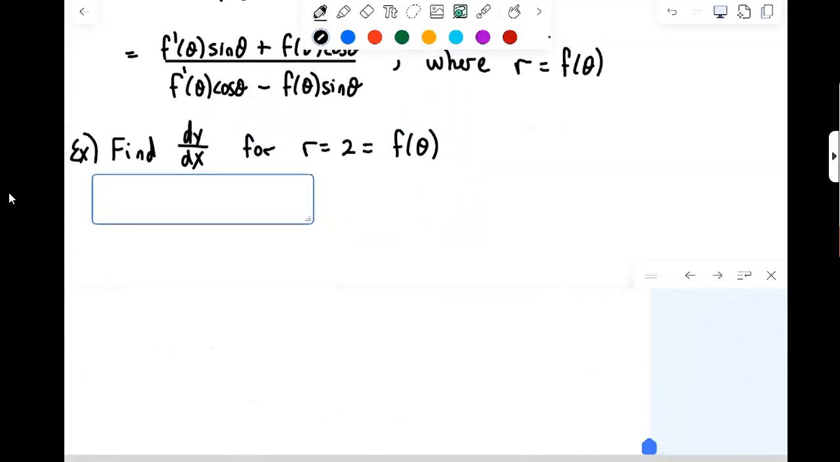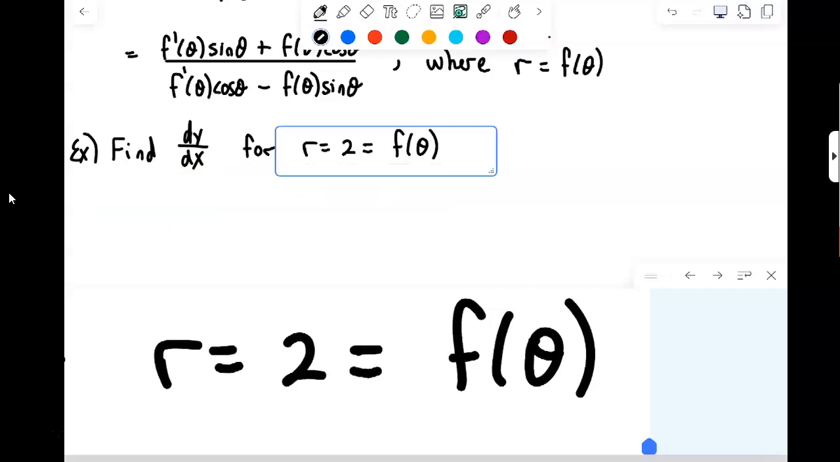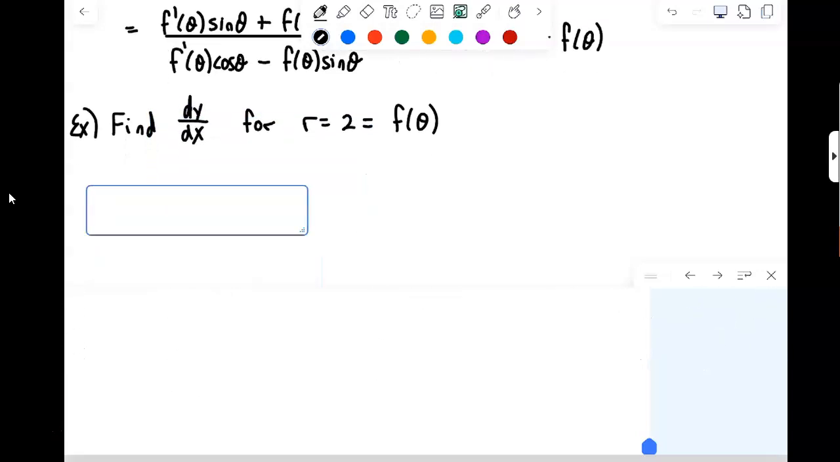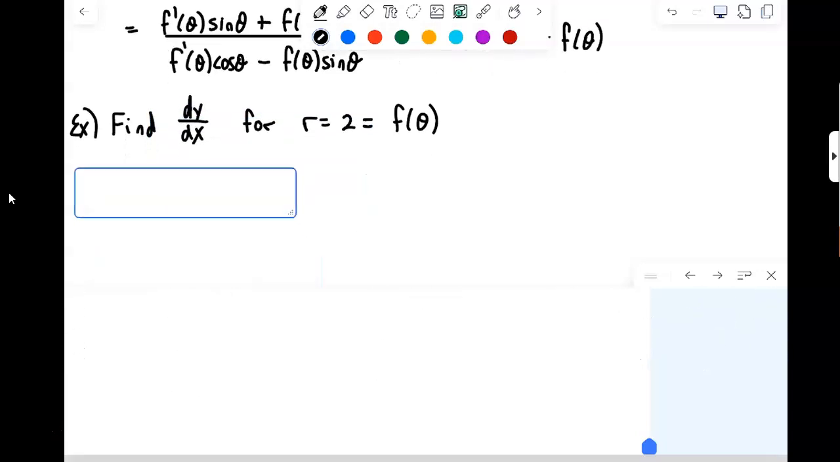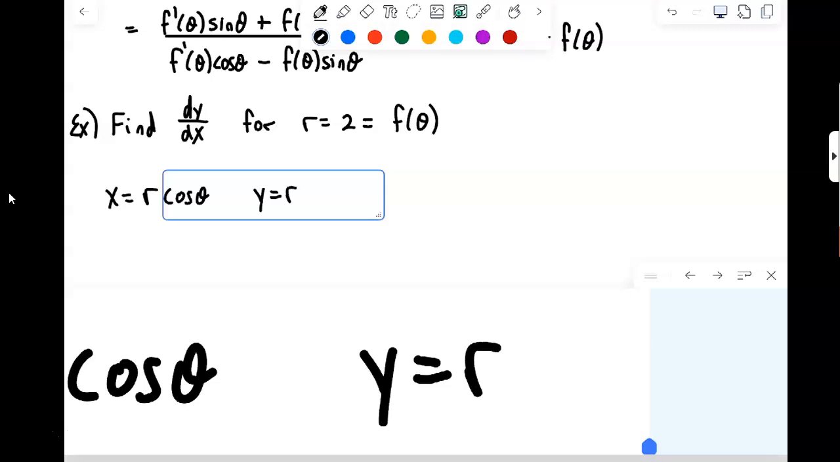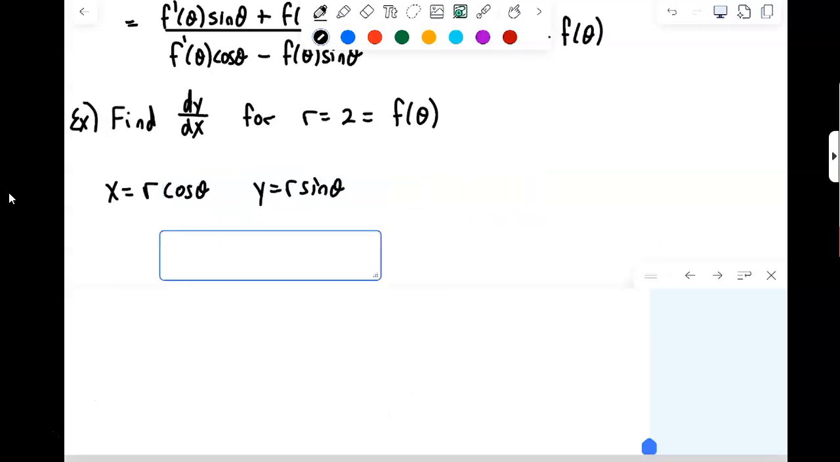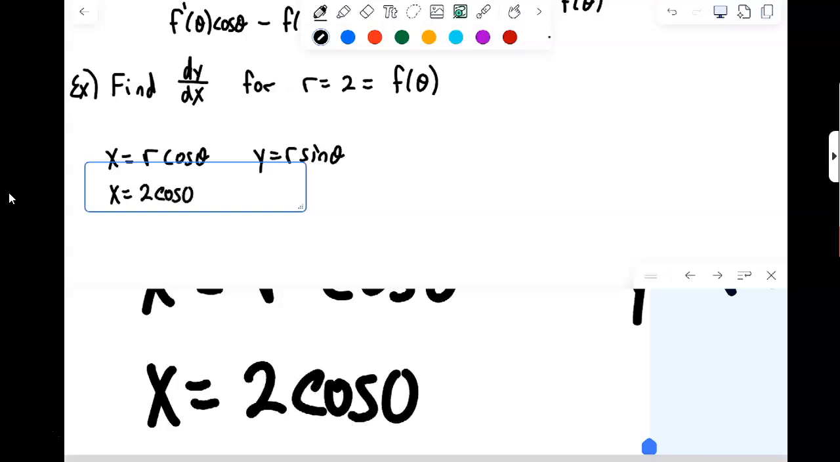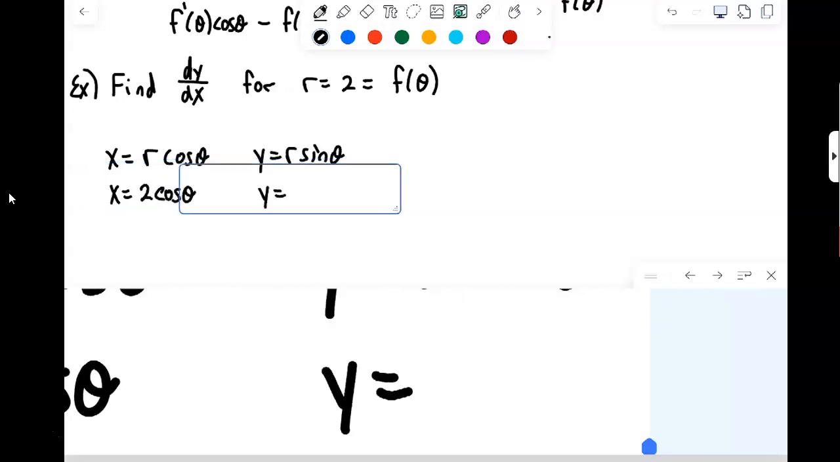Okay, so let's see an example here. And this first example is going to be pretty straightforward. Here we just have a function that's a constant, r equals 2. So we want to find dy/dx, the formula for the derivative. Remember the idea here is that x equals r cosine theta and y equals r sine theta. In this case, that would be x equals 2 cosine theta and y equals 2 sine theta.